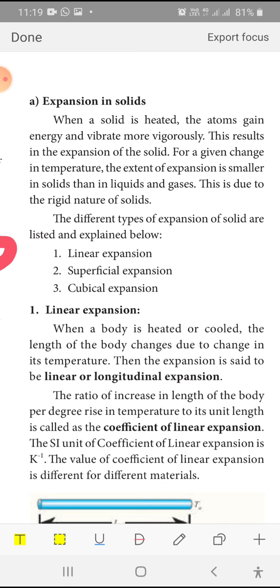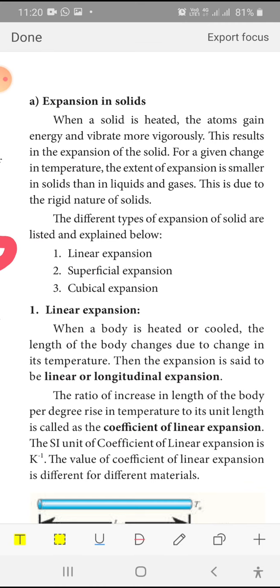Coefficient of linear expansion. What is the coefficient of linear expansion? How much the rod will expand depends upon the temperature, how much heat you are giving, and also upon the length. If you have a very small length, you get the smallest expansion. If you are heating a very long rod, you can expect more expansion than in a shorter one. So the ratio of increase in length, per rise in temperature, to its unit length is called the coefficient of linear expansion.